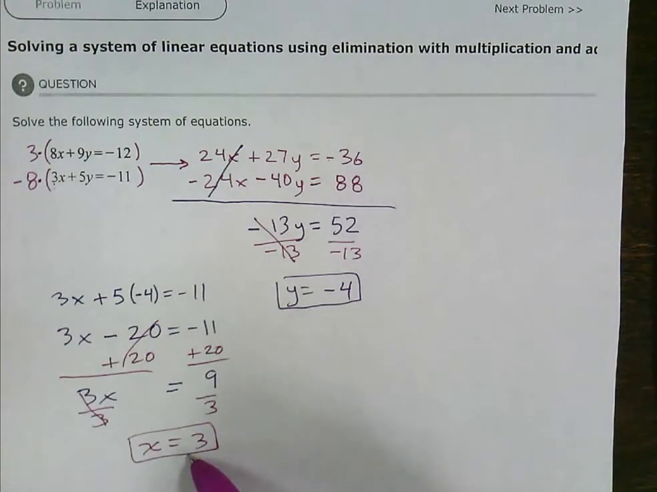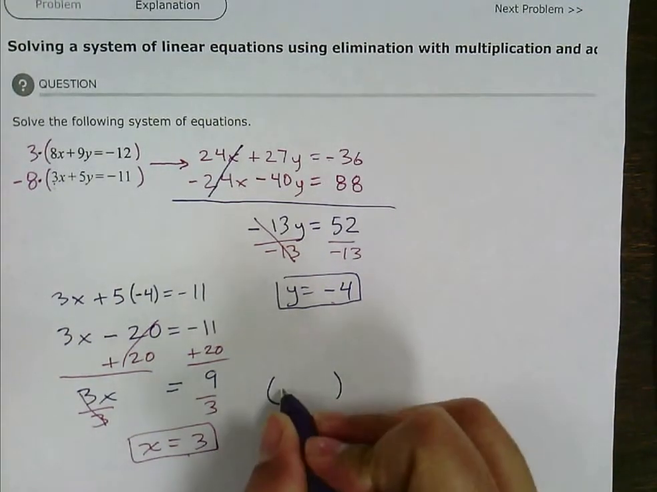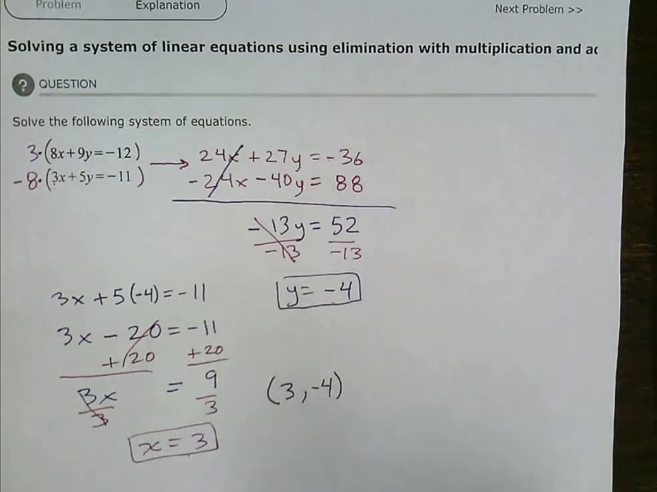Our x value is 3, and the y value is negative 4. Recall that I asked you to show the final solution as an ordered pair, (3, negative 4). Again, that is the point of intersection of these two equations if we were to graph them.